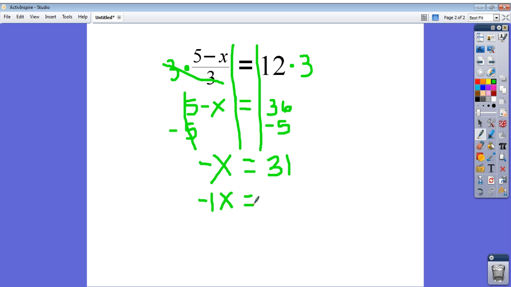So, to isolate my x, to get it by itself, I need to use inverse operations. Because -1 is being multiplied by x, I can cancel it by dividing on both sides by -1. x divided by -1 just leaves me with x. And 31 divided by -1, positive divided by a negative, is -31.